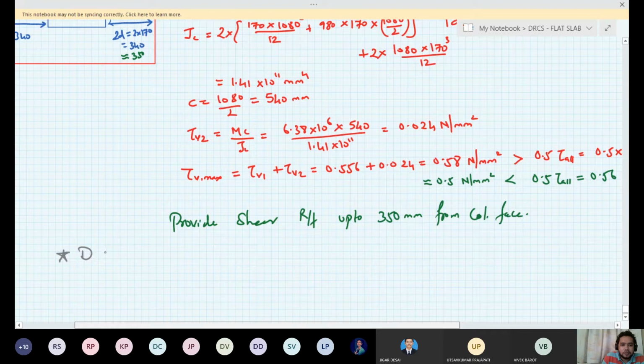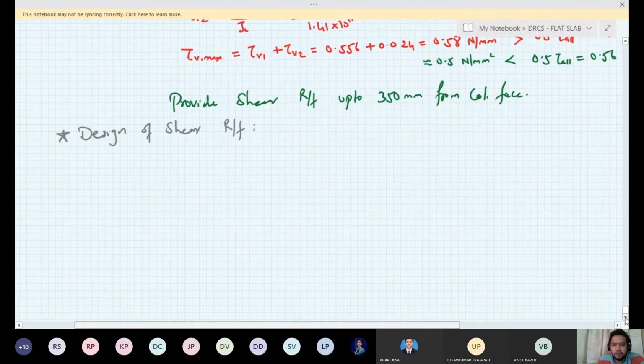So, design of shear reinforcement. How much shear reinforcement we require, that now we will calculate. So let us first freeze the spacing.